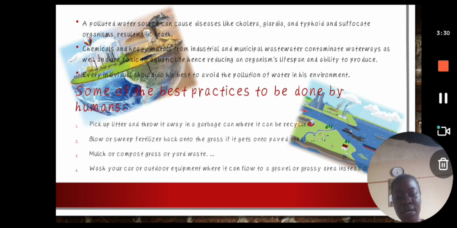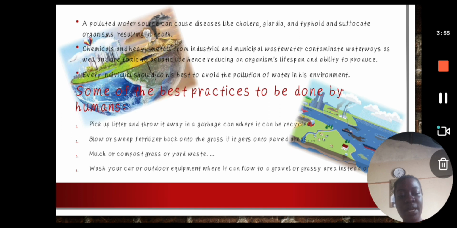Polluted water causes diseases to humans such as cholera, and suffocates living organisms, leading to their death. The environment where water is polluted smells bad and is unhealthy for human living. So in this case, every individual should do his best to avoid pollution of water in his environment.